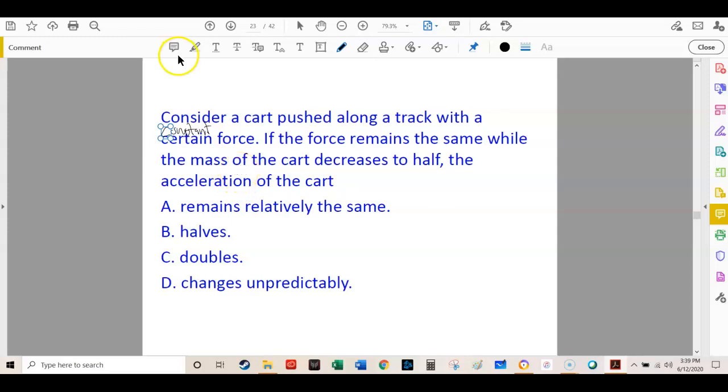Well, again, acceleration is equal to force over mass. So force is a constant. Your mass is going to drop. That means your acceleration is going to go up. So that means if your mass drops by 2, your acceleration is going to go up by 2. So that means your acceleration is going to double. Okay?